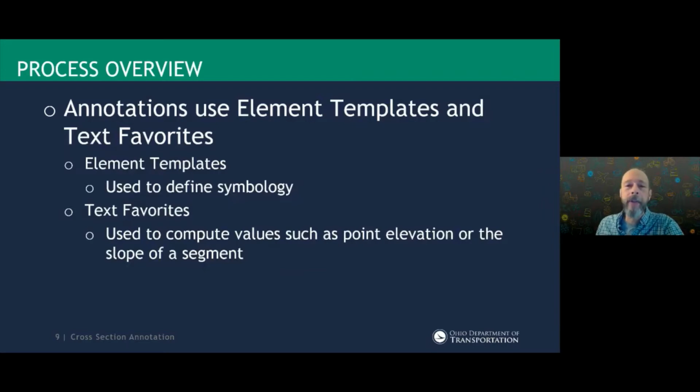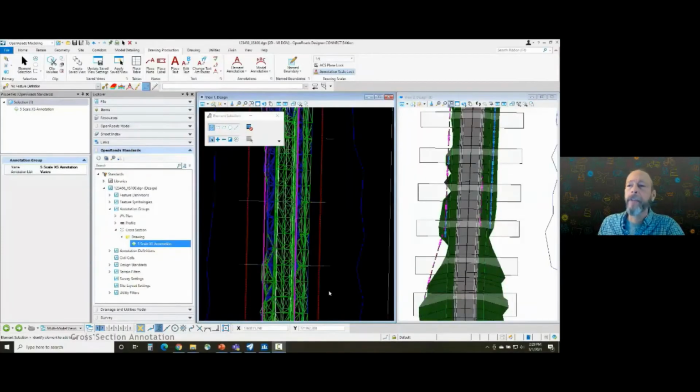So some background stuff that you need. Annotations use 2 different things: element templates and text favorites. The element templates are used to define the symbology, and the text favorites are used to compute values, such as the elevation of a point or the slope of a segment. A lot of users have never had to really work directly with element templates or text favorites, so I want to start by giving a little background information on those items.